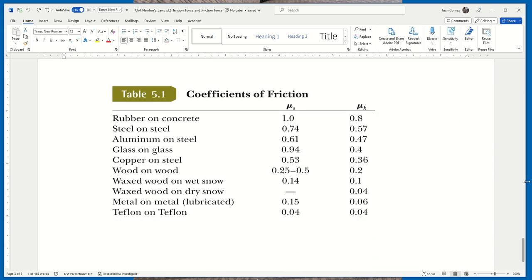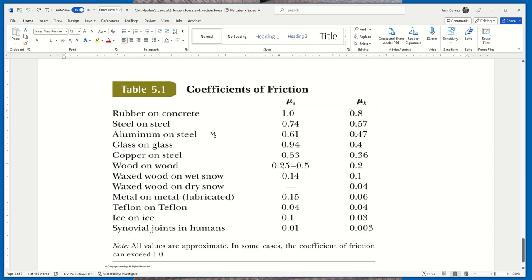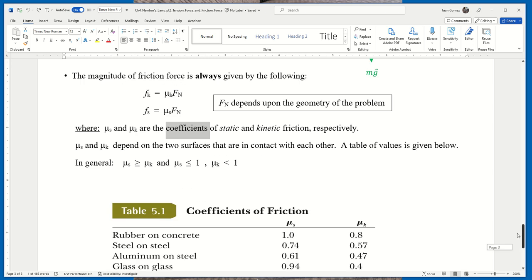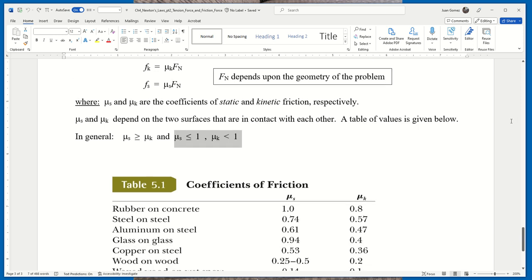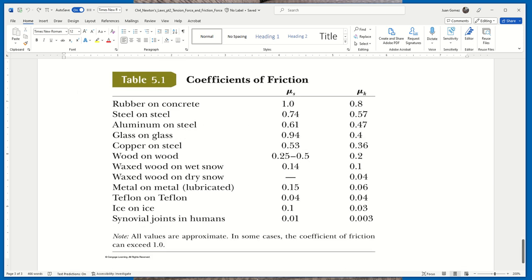Well, how do you get them? Well, you look them up. And this table 5.1 gives some average values, first column is mu s, second mu k. Rubber on concrete, mu s 1, mu k 0.8. Notice mu k is less. And in general, whether it's static or kinetic, they're going to be less than 1. You'll never have a coefficient greater than 1. If you have a problem where it requires you to calculate mu s or mu k, and you get a value greater than 1, it means you messed up. But again, you can look them up.